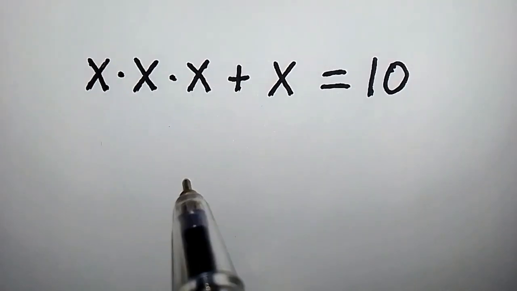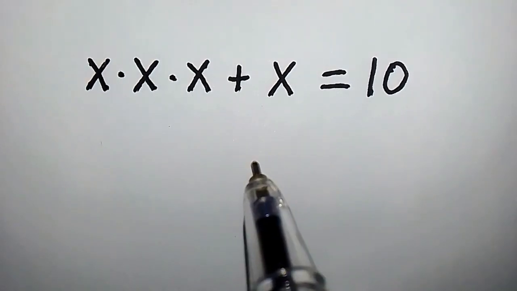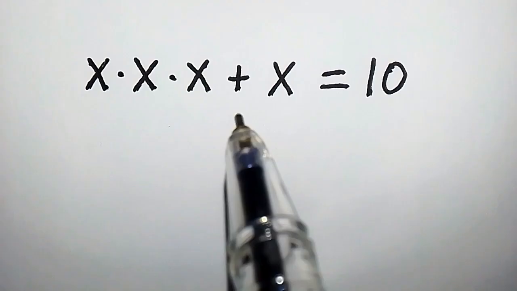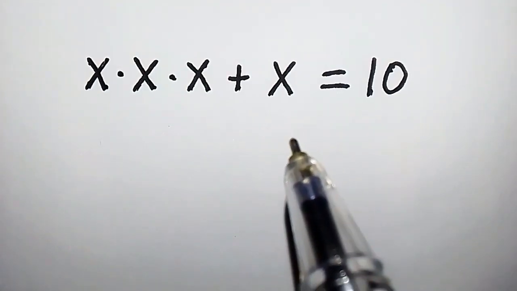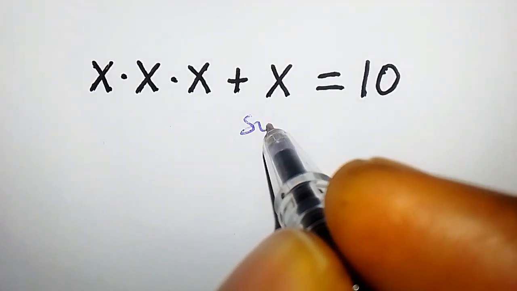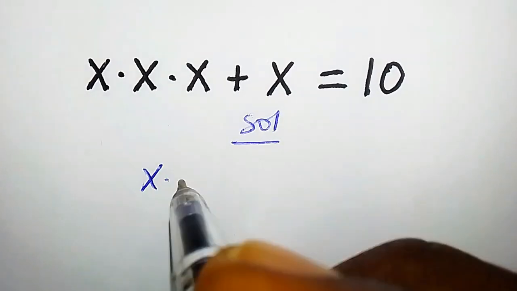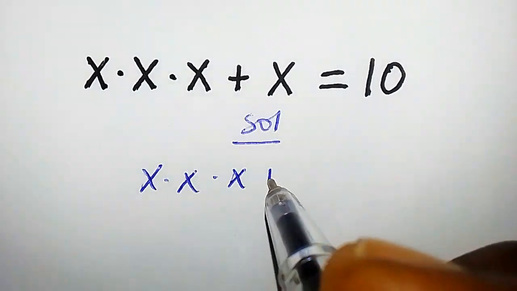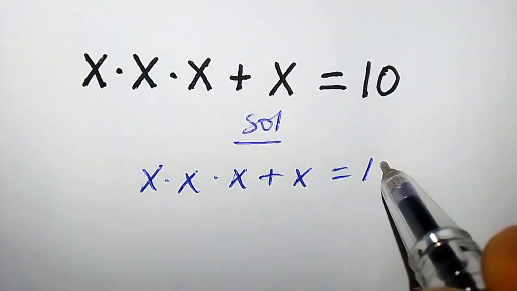Hello, let us solve this Olympiad mathematics together. x times x plus x equal to 10. How do we solve for x? Solution. We have x times x plus x equal to 10.